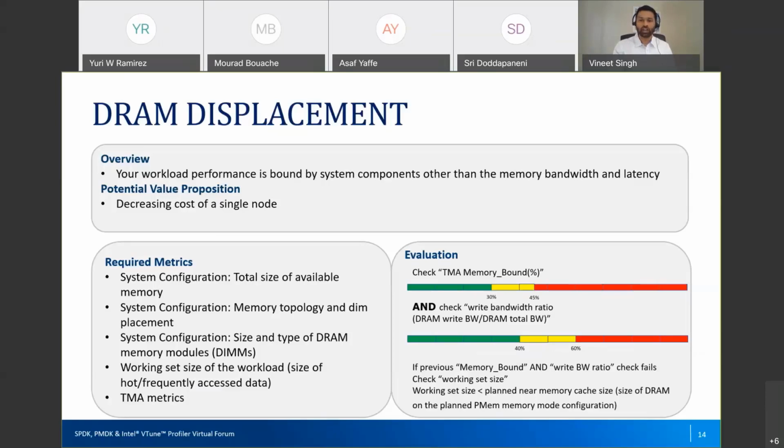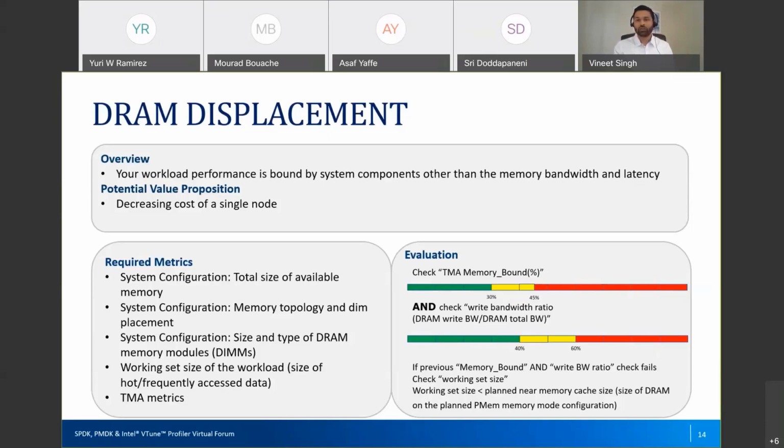What you need to do here is, once you run your workload on a DRAM only system, the first thing you need to look at is your top-down memory analysis memory bound percent. If your memory bound percent is less than 30%, that definitely means your workload on that particular system is not bottlenecked by memory bandwidth and latency. If you are between 30 to 45%, that's still a case that you want to explore further. If you are above 45%, that definitely means your application running on the system is very sensitive to memory bandwidth and latency.